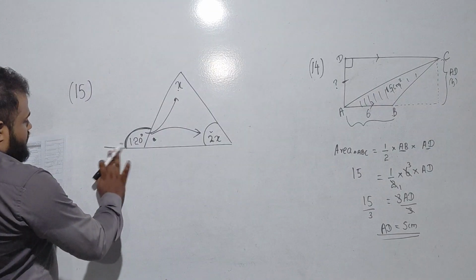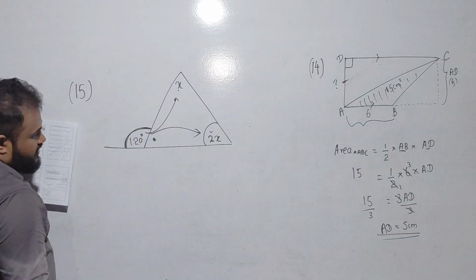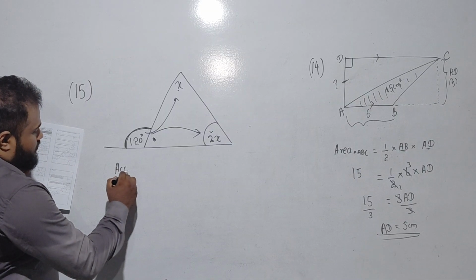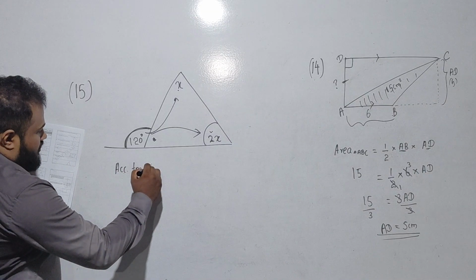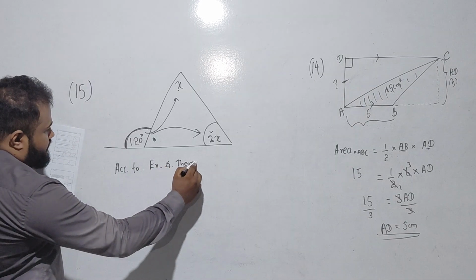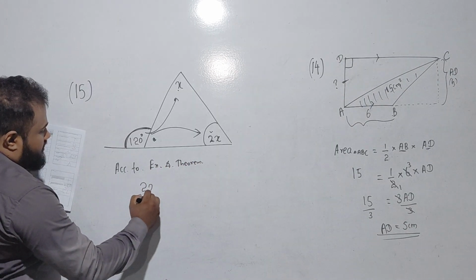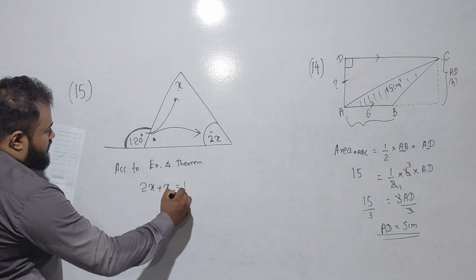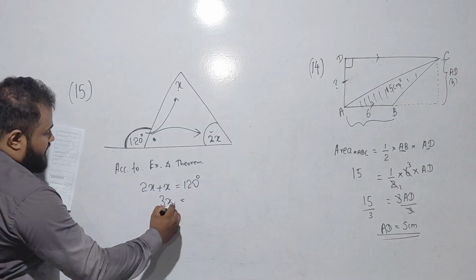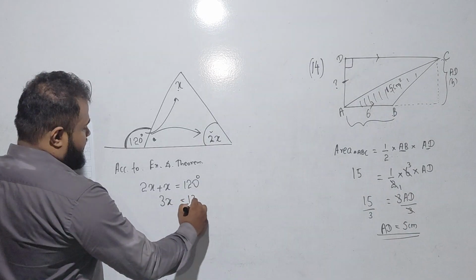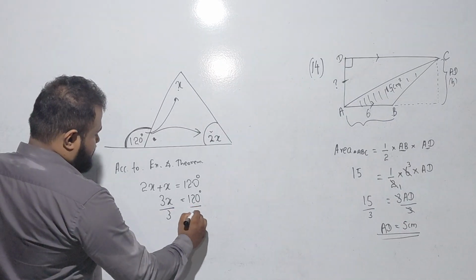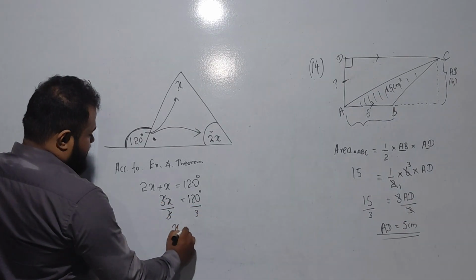I'll teach you how to find this angle in two ways. First method, according to the exterior angle theorem, we can easily find as 2x plus x equals 120 degrees. 2x plus x is 3x equals 120 degrees. Divide both sides by 3. Then you are getting x equals 40 degrees.